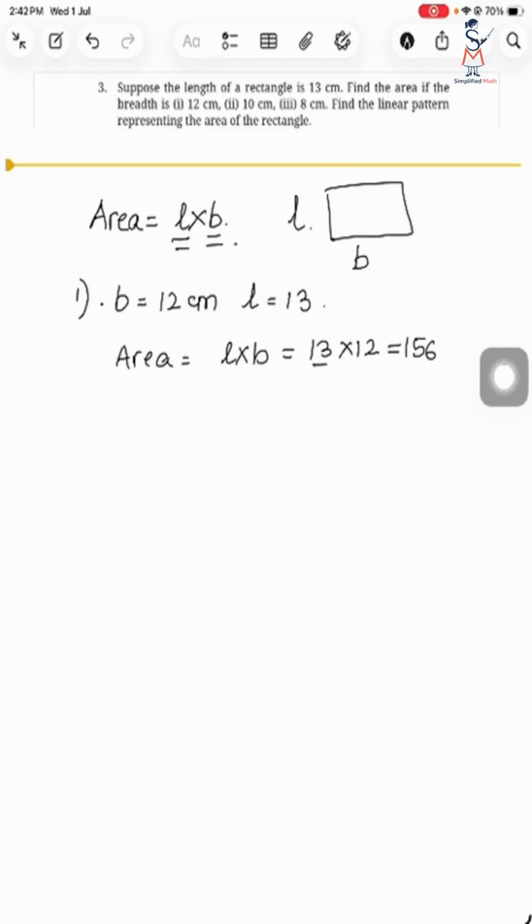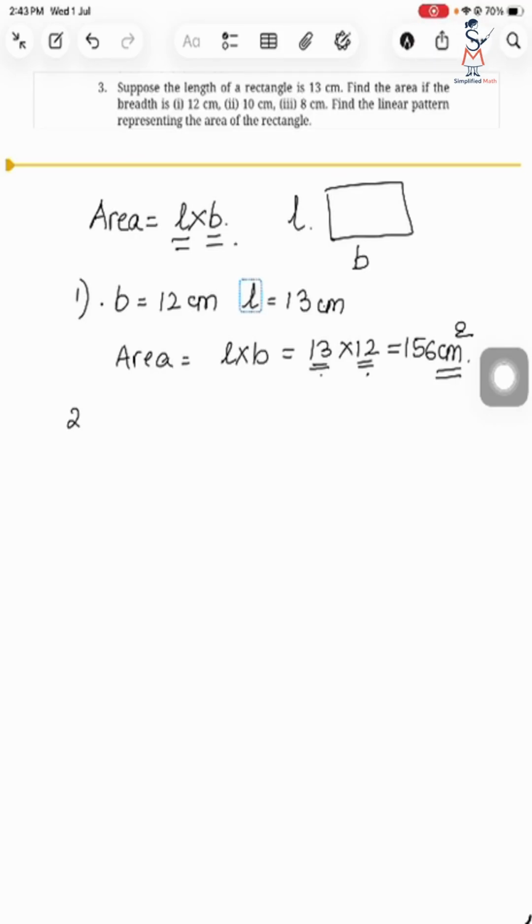Now, there are 3 different cases. We need to find the area. That will be my first work. As the breadth in the first case is 12 centimeter and the length is fixed, that is 13 centimeter, the area will become length into breadth, that is 13 into 12. That becomes 156. This length is in centimeter and breadth is also in centimeter, so centimeter multiplied by centimeter gives me centimeter square, which is the unit of area.